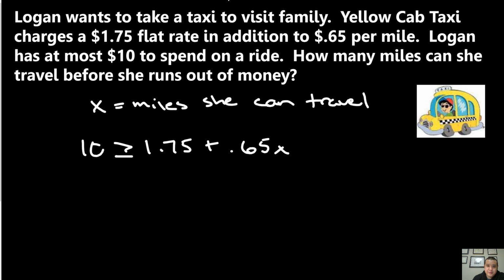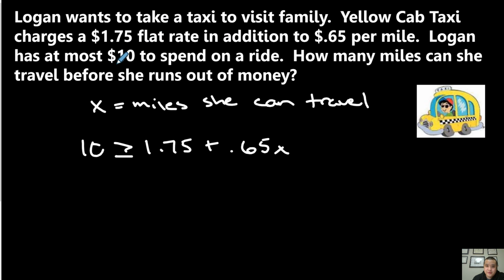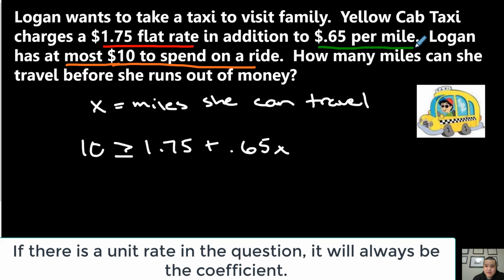What you should have set up was that she has at most $10 that she can spend, so therefore she can spend exactly $10. So therefore we're going to use the or equal to sign. Okay. So at most $10, you can spend exactly $10. The flat rate is this, so that's going to be our constant, and our coefficient is going to be the unit rate, which is right here, 65 cents per mile. So therefore that's our coefficient.